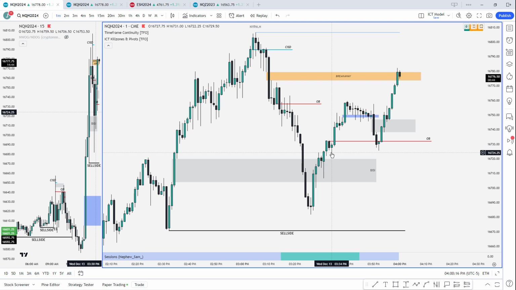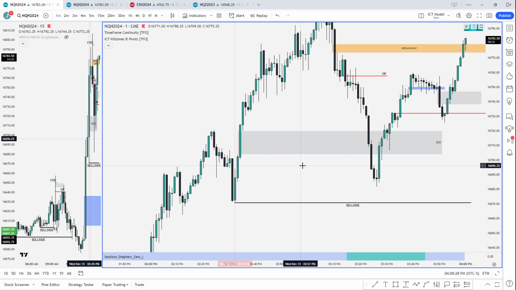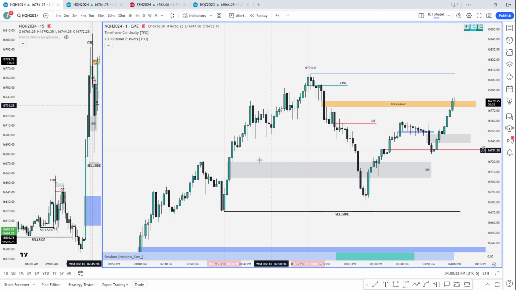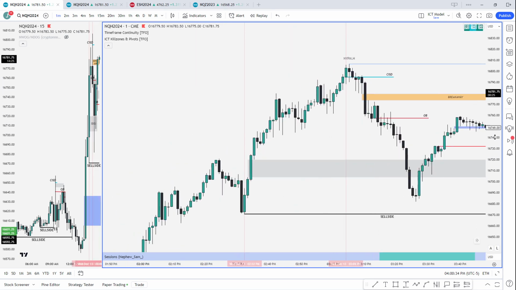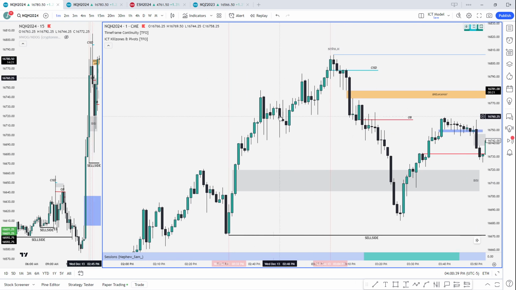PA between 1432 and 1504. Can we consider that consolidation? Talking about this price action here. I wouldn't consider that consolidation. I think that's expansion since we're holding order blocks.